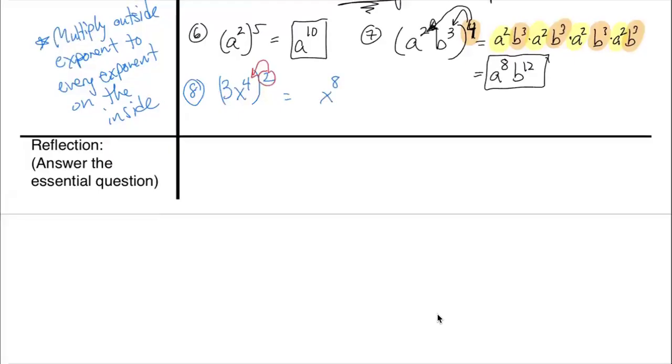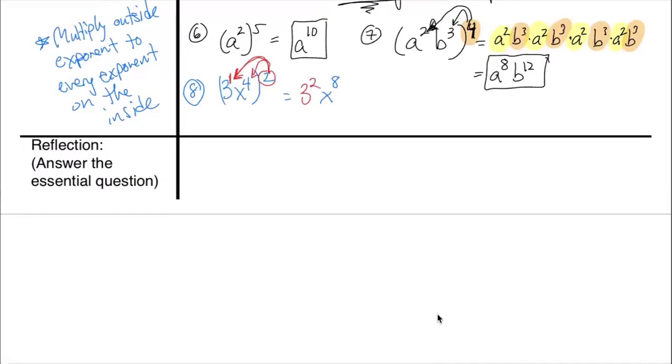Now, here's the big mistake. Students take the 2 and multiply it by the 3 and they get 6. But 3 is not an exponent. What's the invisible exponent of the 3? It has an invisible 1. So you're actually going to take that 2 and multiply it by 1. I still have my 3, that base just comes over. But 2 times 1 is 2. So 3 squared x to the 8th.